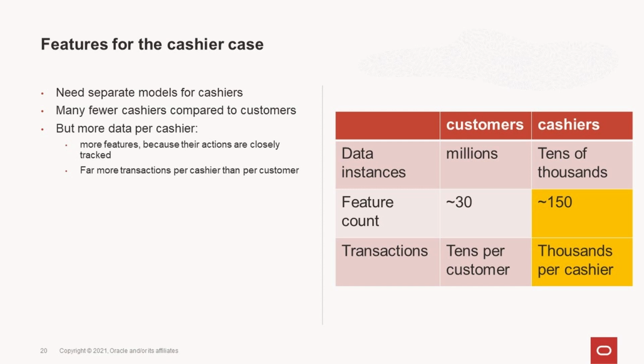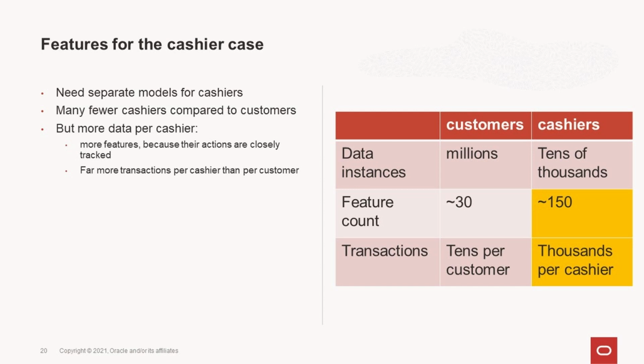For example, the data instances: you have millions of customers, but cashiers are more or less a fixed pool. Yes, they can quit and you can get new cashiers, but more or less that's a fixed small pool, relatively small compared to the number of customers.